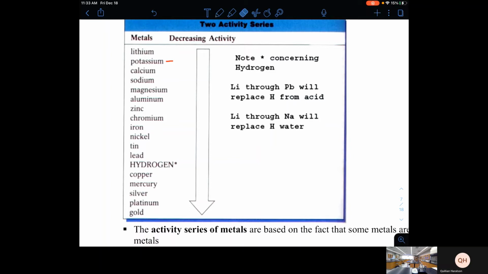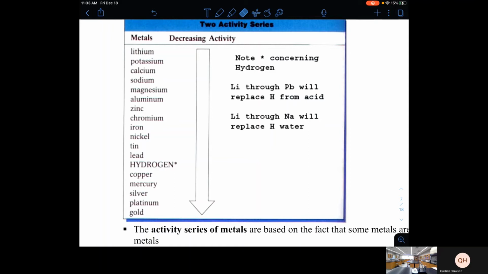So all you're doing is literally just looking at the actual list and just checking to see if the element it's trying to bump off falls below it. If it does, bump it off. If it doesn't, then you're going to have to simply say no reaction, and we'll see some of that in a second. A couple of things just to point out.